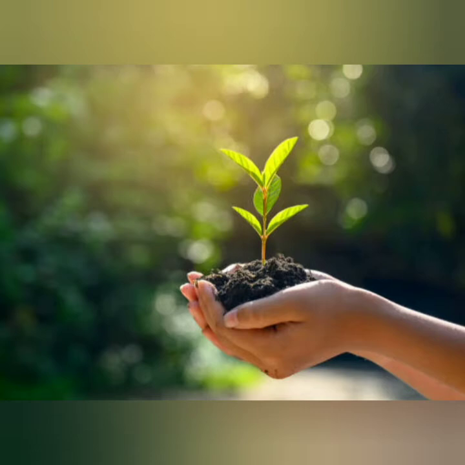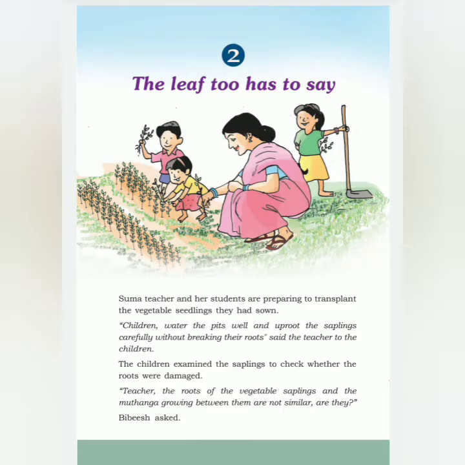Hello all. Today we will start the second lesson of EVS. The name of this lesson is The Leaf Too Has to Say. From the name itself we can clearly understand that this lesson is all about plants.